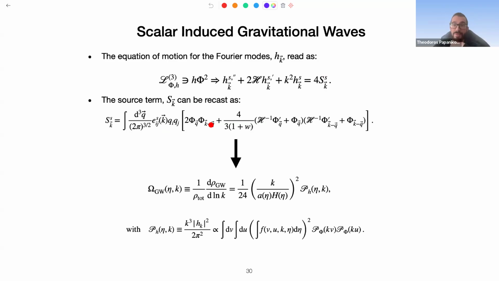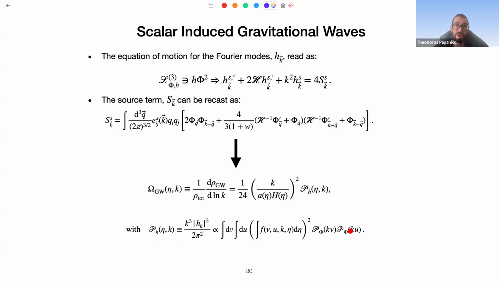Then one can define the gravitational wave spectral abundance as the energy density contribution of gravitational waves per logarithmic comoving scale, which can be recast at the end as proportional to the tensor power spectrum. This is obtained after a long but straightforward algebra as a convolution integral of the power spectrum of the first order scalar perturbations phi. The kernel function f here, I don't give the full expression because it's quite complicated, contains information on the equation of state of the universe at the time of gravitational wave production.